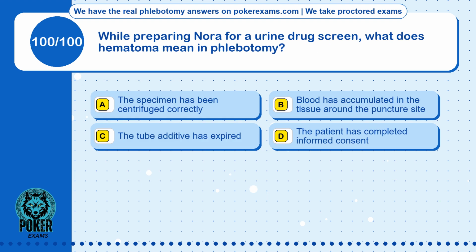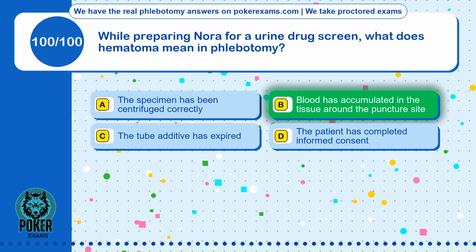Question 100. While preparing Nora for a urine drug screen, what does hematoma mean in phlebotomy? Option A. The specimen has been centrifuged correctly. Option B. Blood has accumulated in the tissue around the puncture site. Option C. The tube additive has expired. Option D. The patient has completed informed consent.